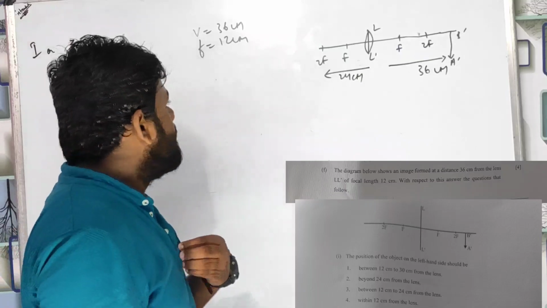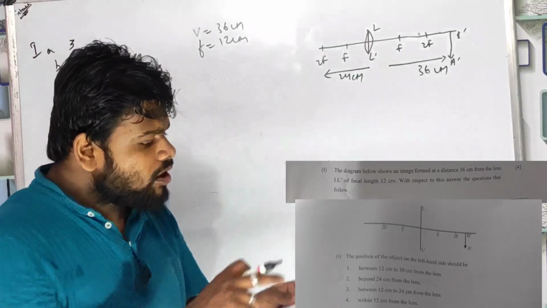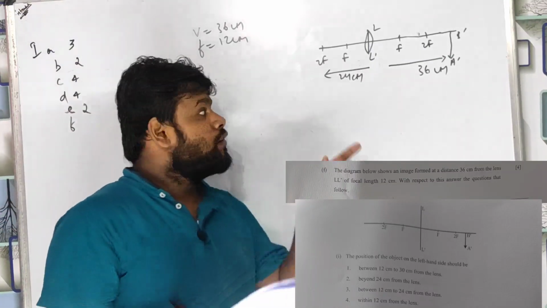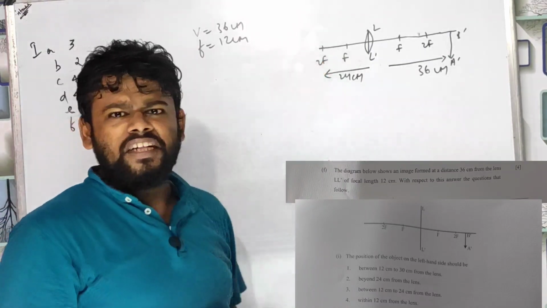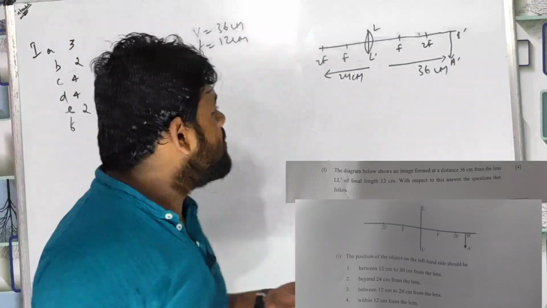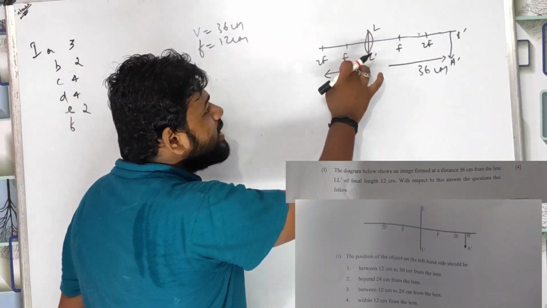Alright children. Here it is saying the position of the object on the left side, where should we keep the object? Definitely we should keep the object between 2f and f. Simple. Apply logic, beta. So here is 12.